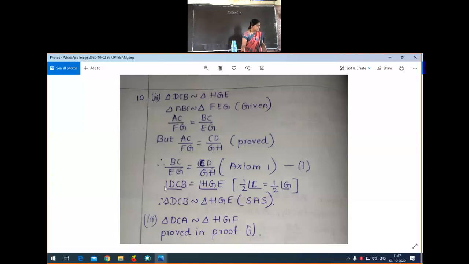So angle DCB is equal to angle HGE, because we know that angle C and angle G are equal, and their lines are bisectors, half of C and half of G. The remaining halves are equal. So these are two sides in proportion with the included angle equal, SAS. Therefore triangle DCB is similar to triangle HGE.